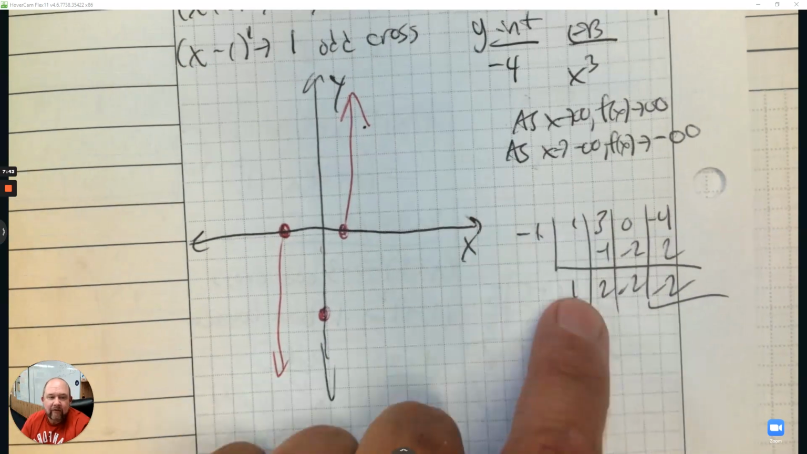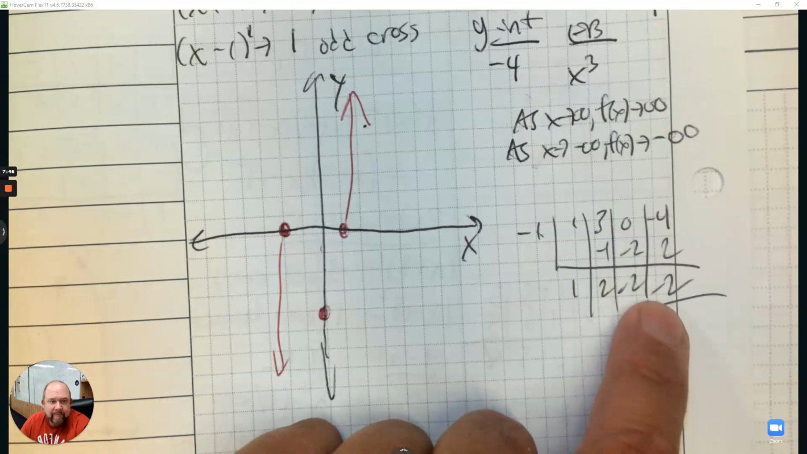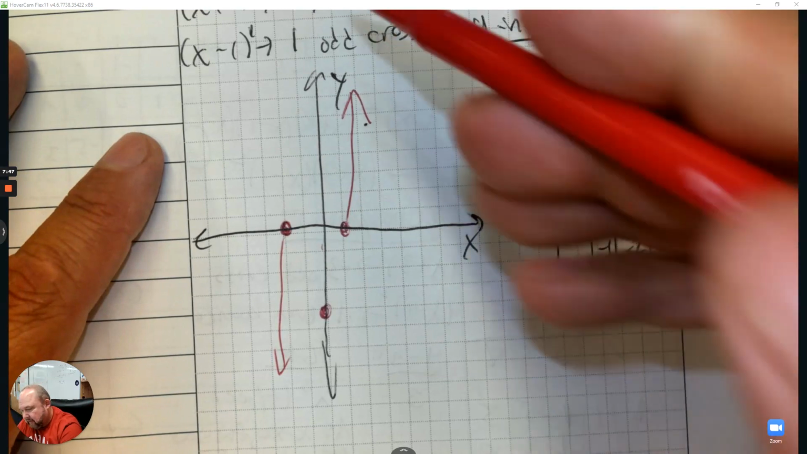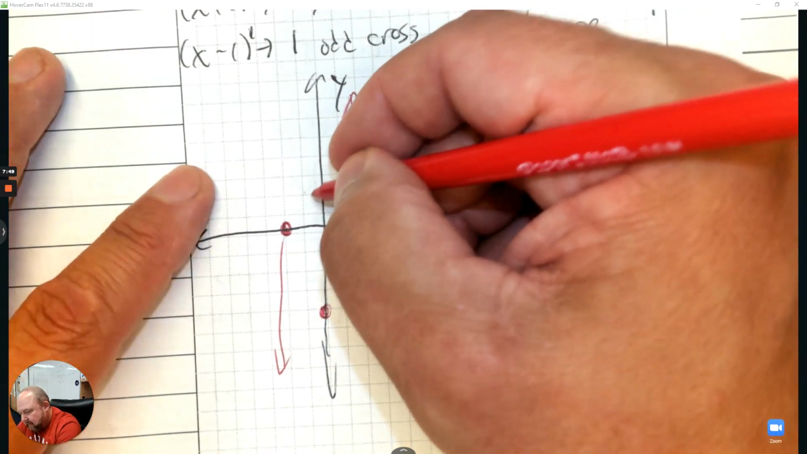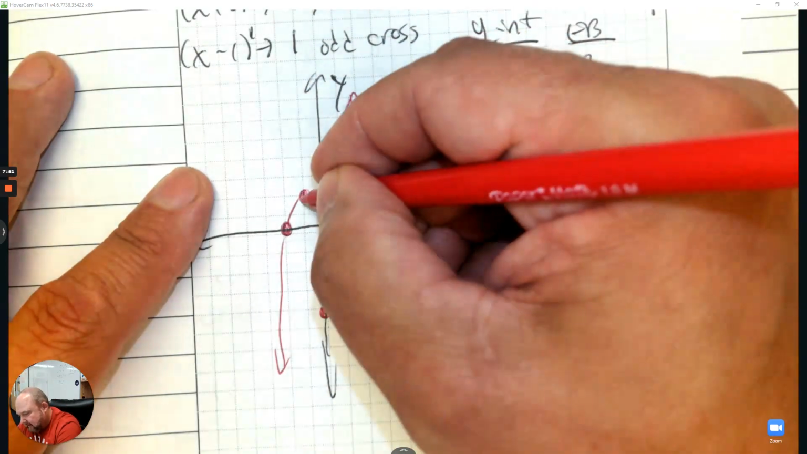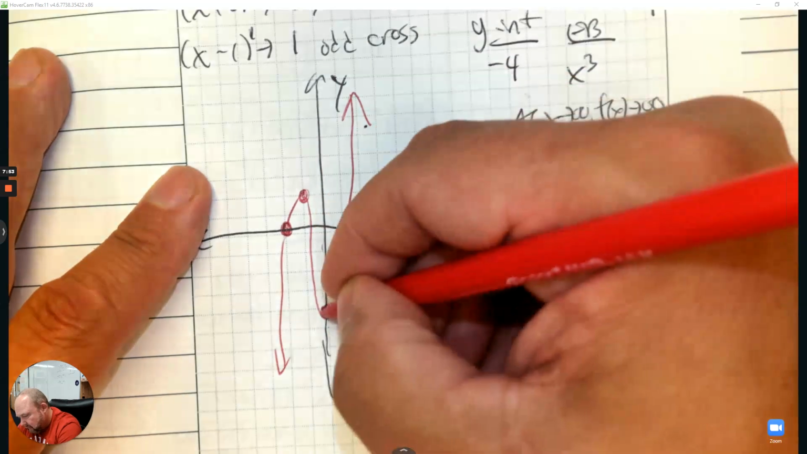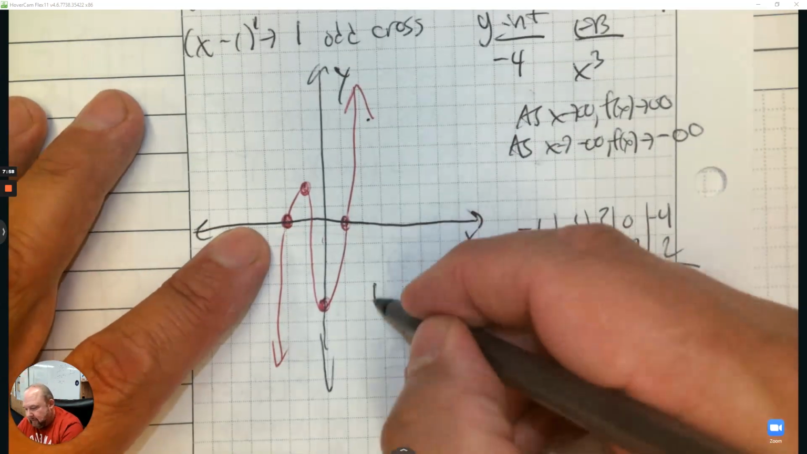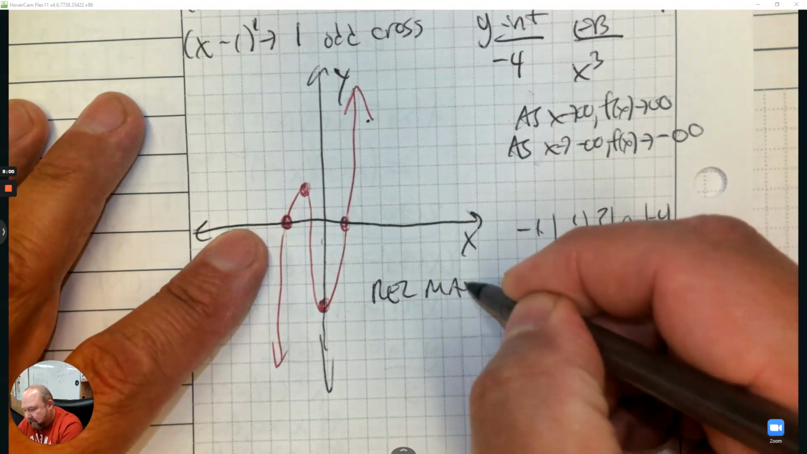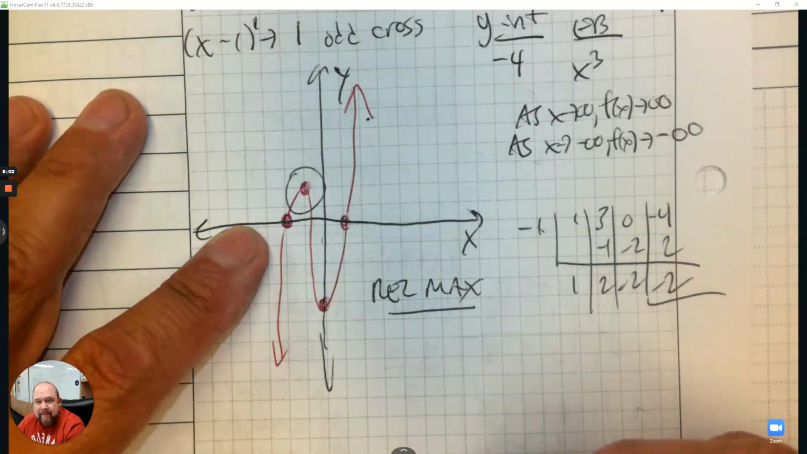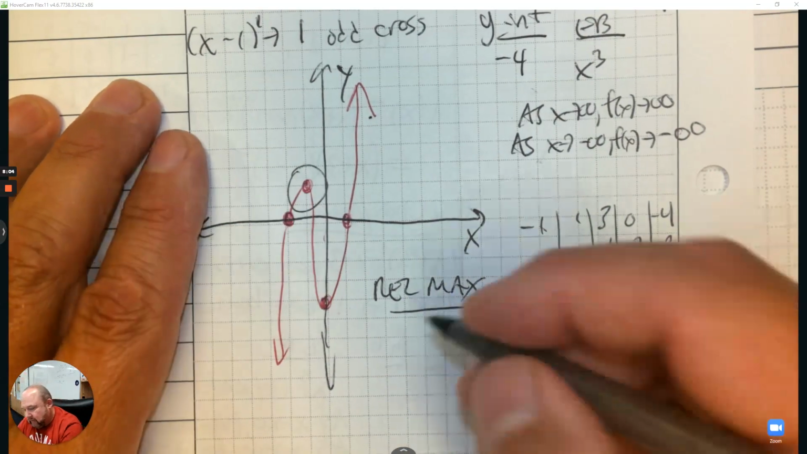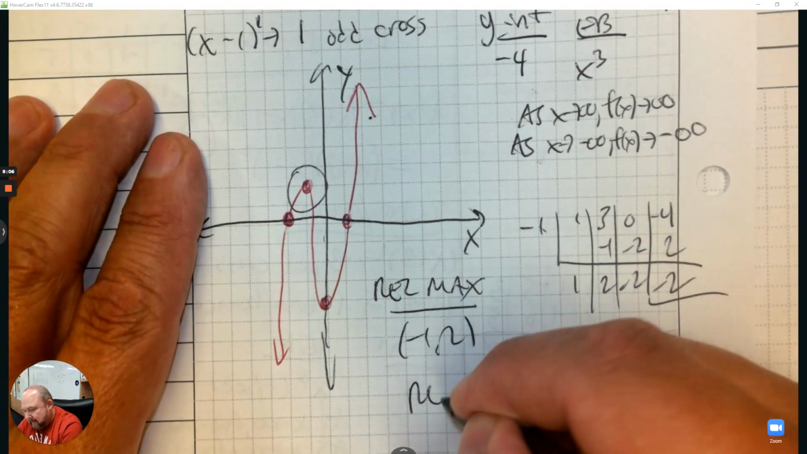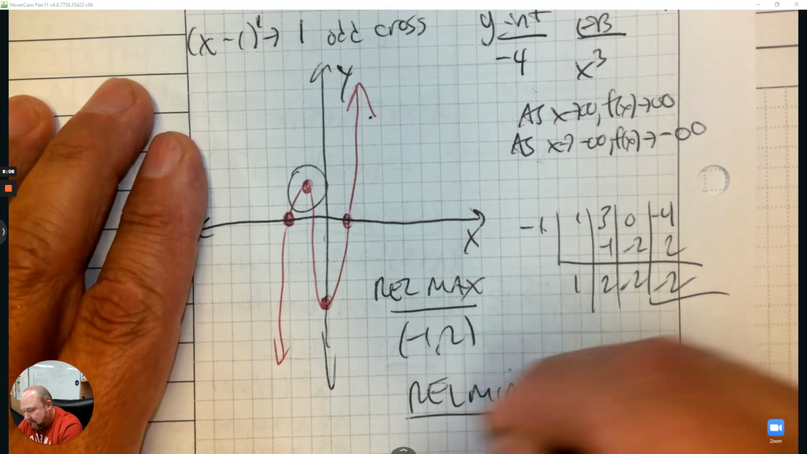Make sure I did it correctly. Double check. So I get negative 2. So at negative 1, I get negative 2. So then I'm going to connect all of this together, and I have my graph. The relative max is the high turning point. That's this one. That's at negative 1 and 2. My minimum, my low turning point.